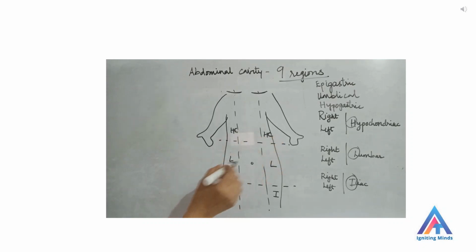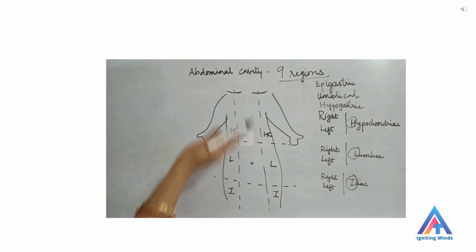The next is the lumbar region. You call it lumbar because it is anterior to the lumbar vertebrae. It is called lumbar region. The last is the iliac region because this is just near the iliac fossa.